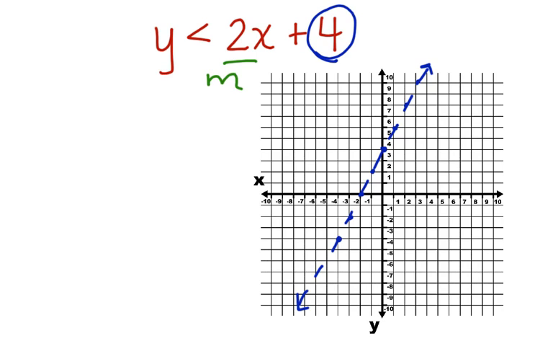The solutions are less than. So because the solutions are less than, we're going to shade all the values on this side of the line. This is where the solution will be found. This is how we graph the linear inequality. Let's take a look at another one.